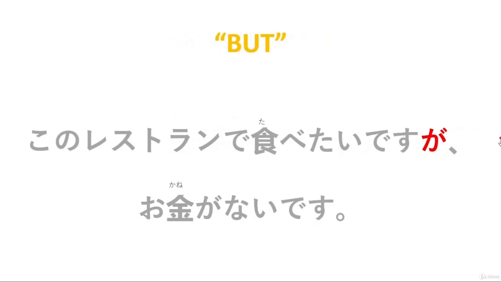And ga can also mean but. But we will learn about this a bit later. It's a bit more complicated grammar, but I just want to show you how it would look like in a sentence. このレストランで食べたいですが、お金がないです。このレストラン means in this restaurant, with de it means in this restaurant. 食べたいです, I want to eat. So I want to eat in this restaurant, but お金がないです, I don't have any money. お金 means money. Very good.